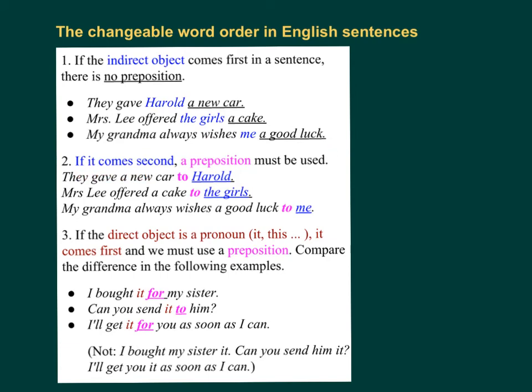If it comes second, then it refers to the indirect object. So if the indirect object comes second, a preposition must be used. Here's the example. They gave a new car to Harold. Now Harold is the indirect object and it comes second, so there's a preposition.